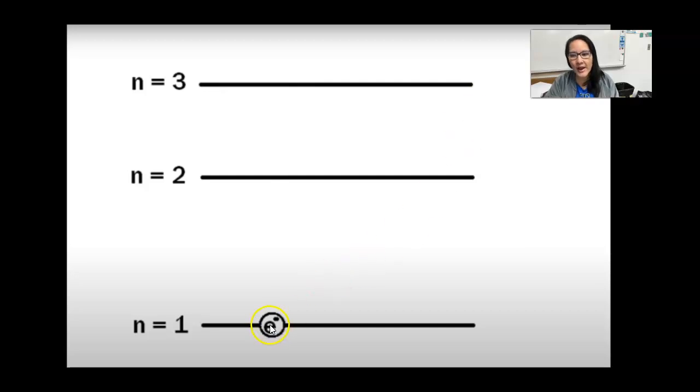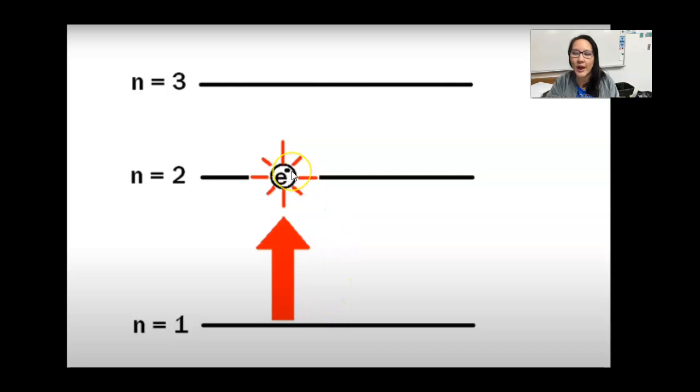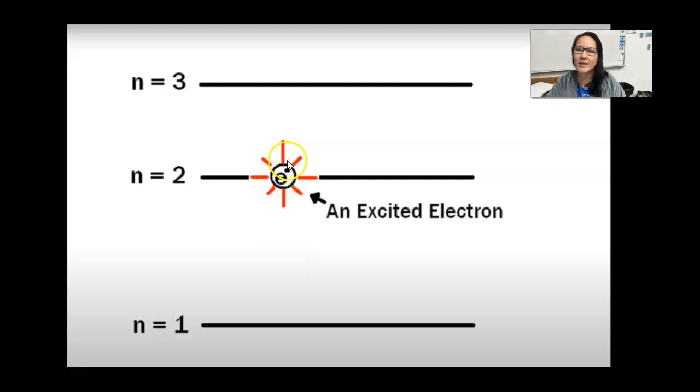We have an electron at the ground state, and then if that electron can absorb some energy, this would be a quanta of energy, it would absorb it, and then it would have enough energy to become excited and jump to a higher energy level, like energy level 2. So this is the transition from level 1 to level 2. It got some energy, it jumped up to level 2, and now it's in an excited state. This is an excited electron.